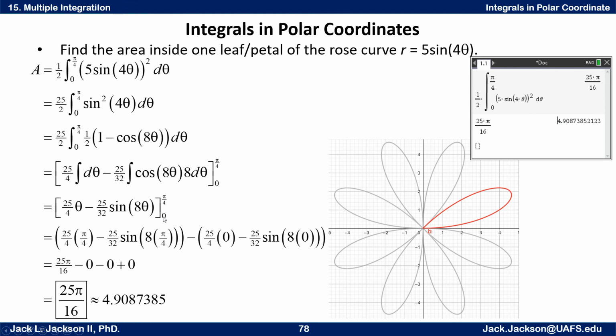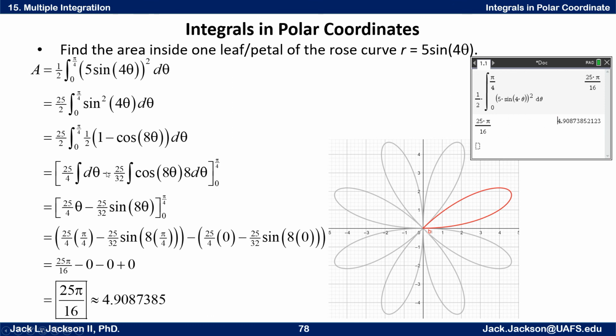And then we evaluate from theta going from 0 to pi over 4. So take this expression, plug in pi over 4 where we see theta, minus, don't forget parentheses, plug in 0 where we have theta. Let's see. Here we get 25 pi over 16. 8 times pi over 4 is 2 pi. Sine of 2 pi is 0, so that term's 0. 0 times 25 fourths is 0. This is sine of 0, so that term is 0. All these three terms go to 0. This one is just 25 pi over 16, which is approximately 4.9087.